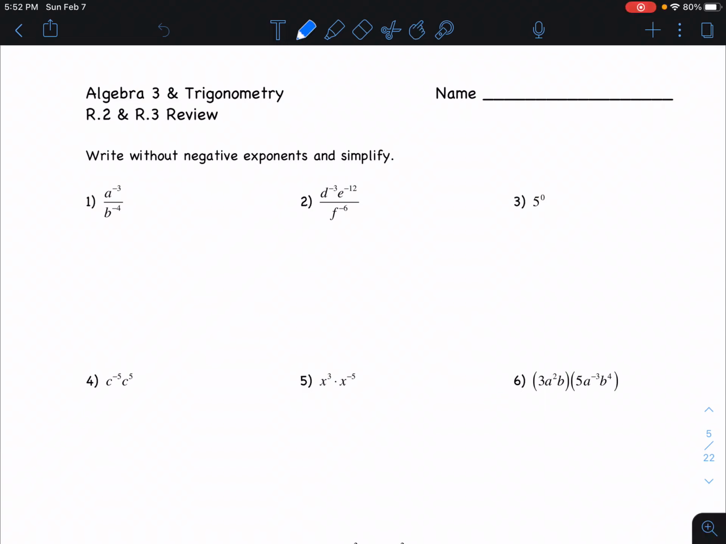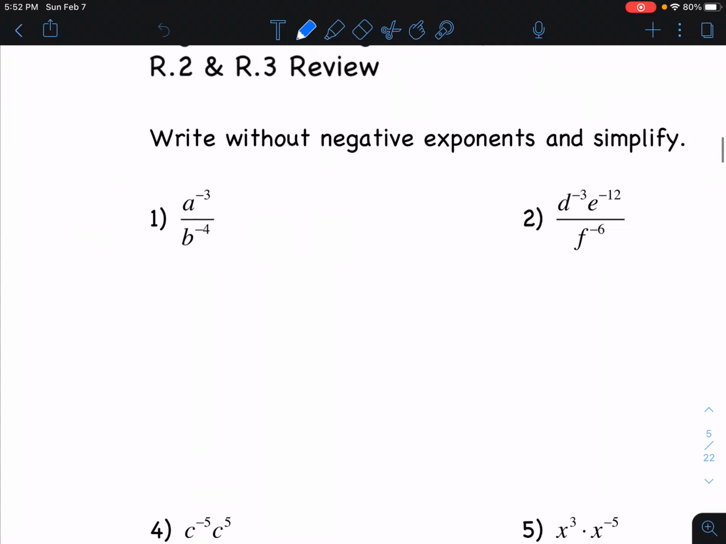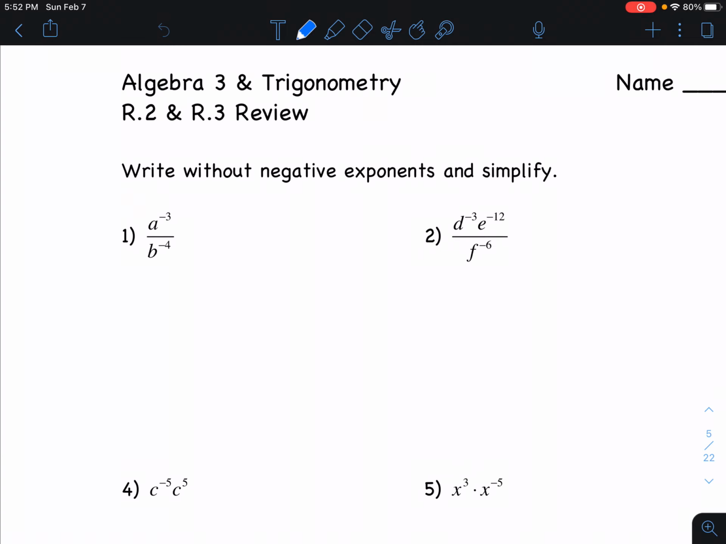So today our goal is to get ready for the first quiz on sections R2 and R3. Follow along here because the quiz is going to closely resemble how the review is going to be. In the first set of directions, it says write without negative exponents and simplify.